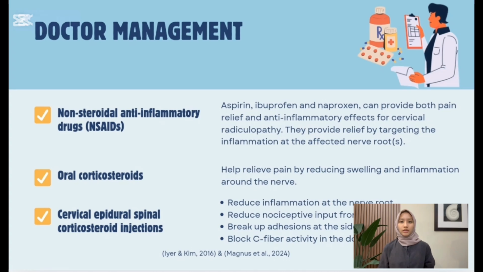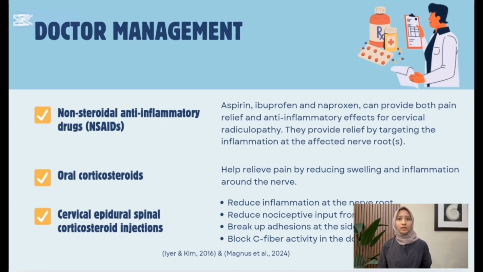So usually cervical radiculopathy can be treated with only non-operative treatment. This includes NSAID, oral corticosteroid, and also cervical epidural spinal corticosteroid injection. As for NSAID, since the main cause of pain in cervical radiculopathy is inflammation, the use of NSAID for 1 to 2 weeks can help in reducing pain and the proximate cause. Other than NSAID, we can also use oral corticosteroid because it helps in reducing swelling and inflammation around the nerves.